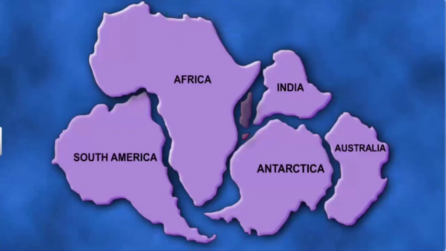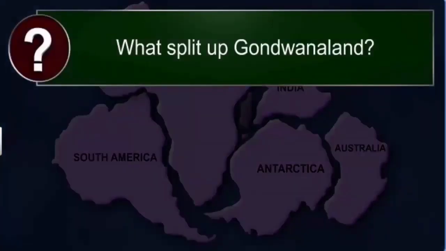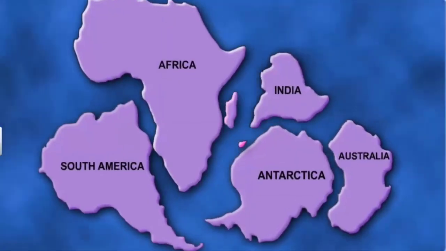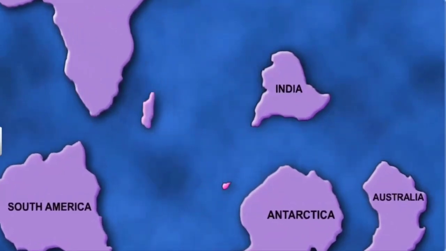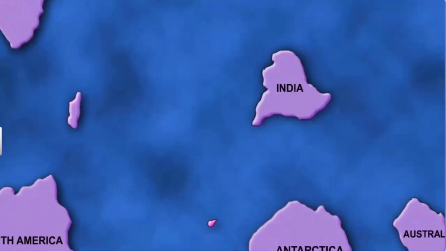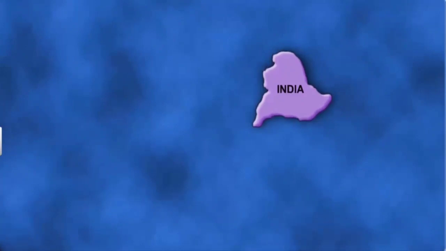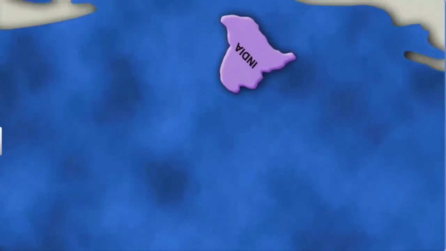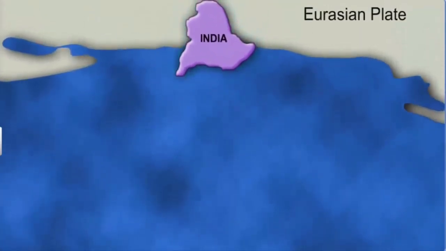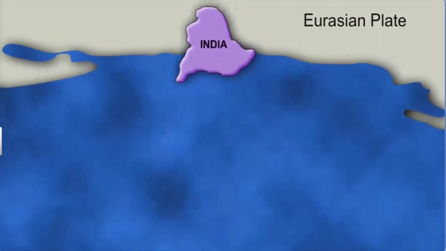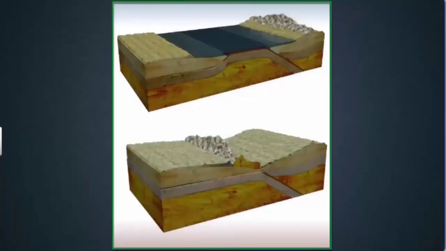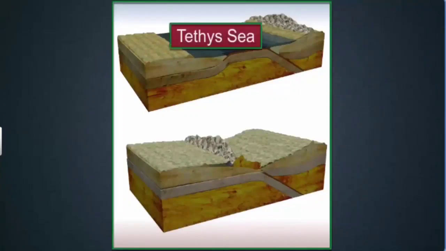What then happened to split Gondwanaland? Convectional currents split up the crust of Gondwanaland into smaller parts, of which the Indian plate was one. The Indian plate drifted north till it collided with the Eurasian plate. The collision caused the sedimentary rocks in the Tethys Sea to be lifted upwards. This is how the Himalayas were formed.